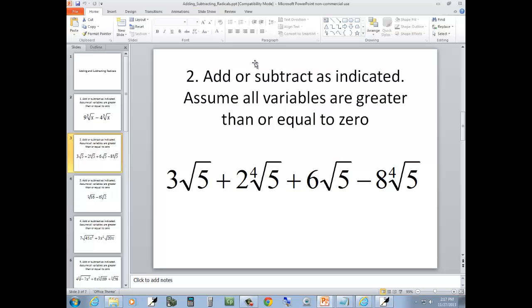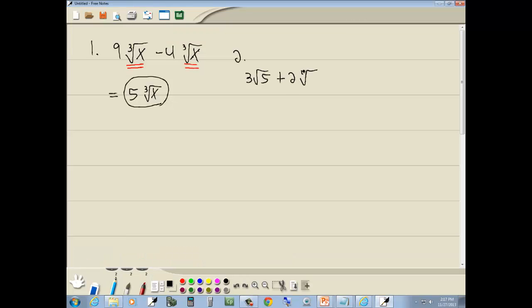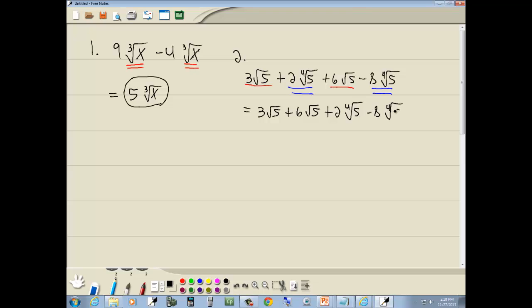Let's take a look at this problem. We've got 3 square root of 5 plus 2 fourth root of 5 plus 6 square root of 5 minus 8 fourth root of 5. All of these are radicals, and they all have 5s under them, but some are different. This is a square root, and this is a square root, where this is a fourth root, and this is a fourth root. I'm going to rearrange it so the ones that are the same are together: 3 square root of 5 plus 6 square root of 5 plus 2 fourth root of 5 minus 8 fourth root of 5.